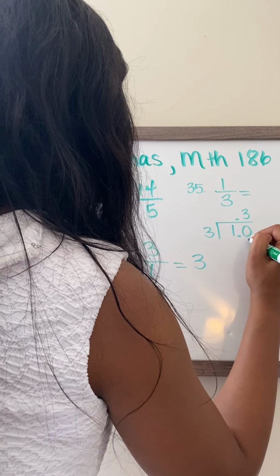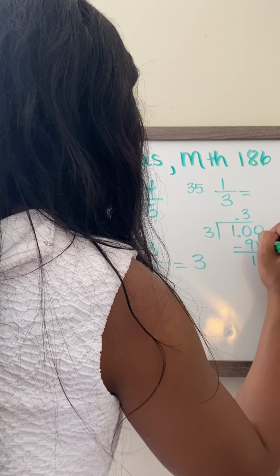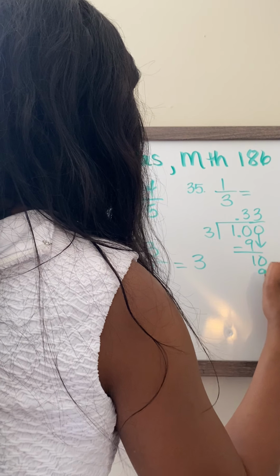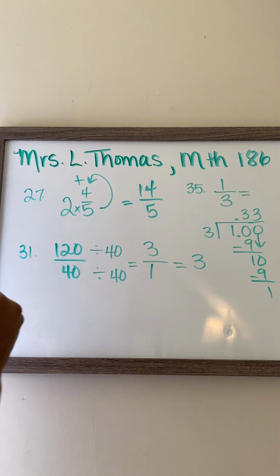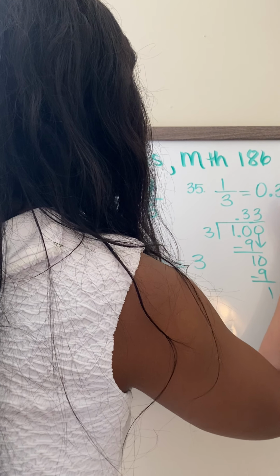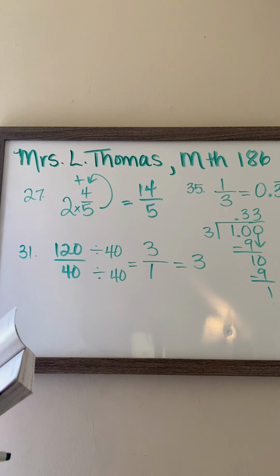3 times 3 is a 9. 10 minus 9 is 1. We'll bring down another 0. 3 goes into 10 again. 3 times 3 is 9. I can see that this is a repeating decimal. So 0.3 repeating. Okay, 0.3 repeating.